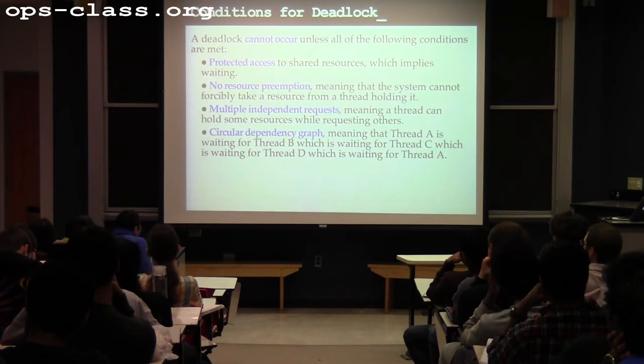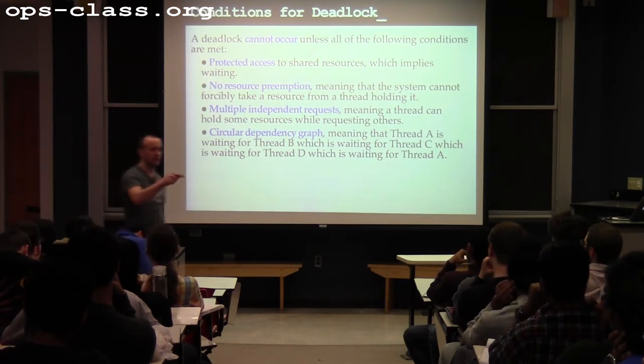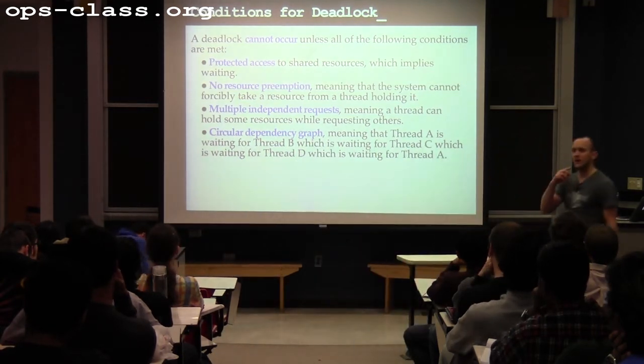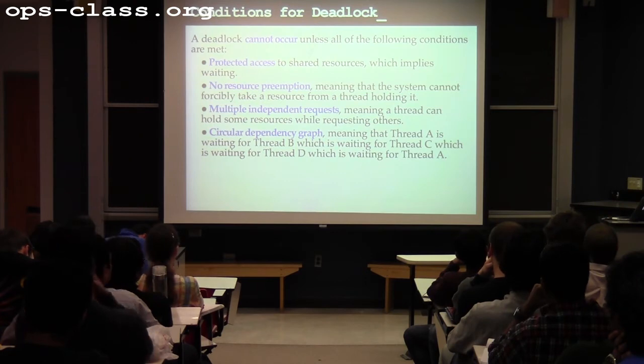If I don't have a circular dependency graph, then I cannot deadlock, right? At some point, when I start acquiring locks, I have to sort of loop around so that I can have a group of threads that are all waiting on each other, right? And that circular dependency graph can get quite big. It's usually not very big. It's usually 2 threads, right?